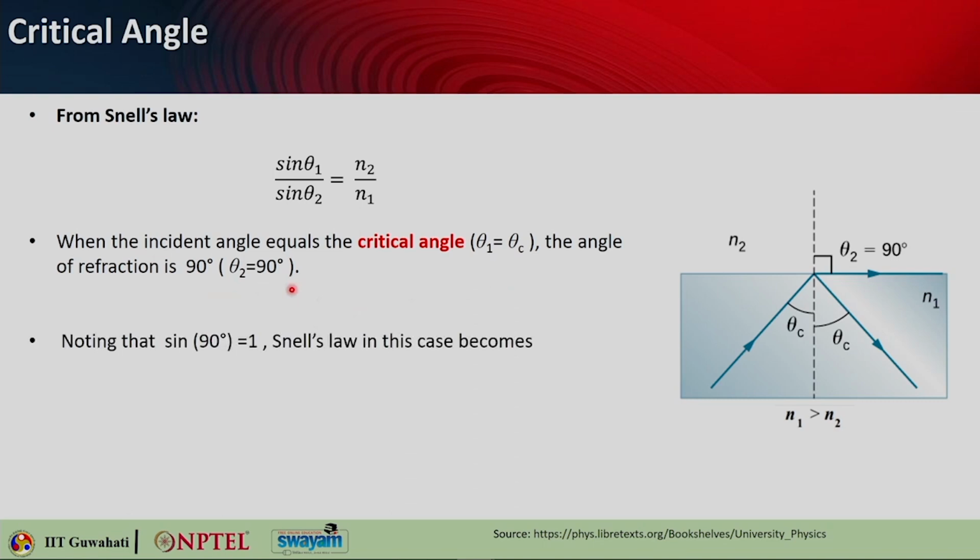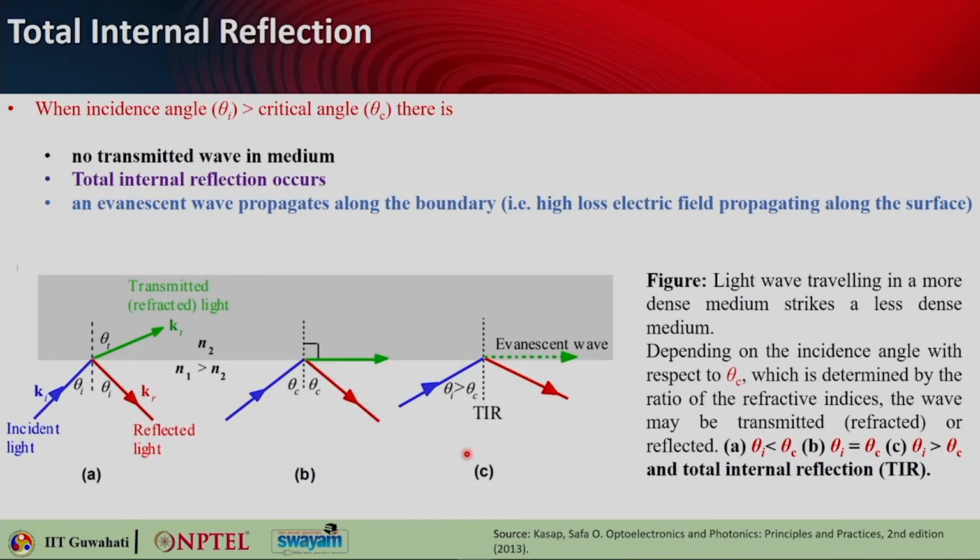Now in that case, if theta 2 becomes 90 degrees, so this is 1. So you can simply write, and theta 1 is nothing but your critical angle, that is theta c. So theta c can be written as sine inverse of N2 over N1. And this is only applicable when the light ray is propagating from denser to rarer medium.